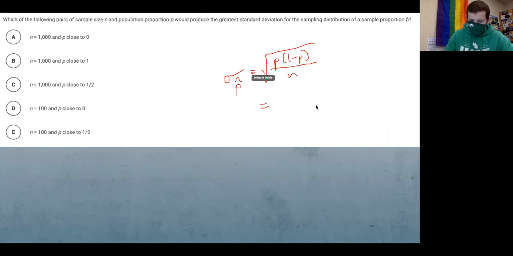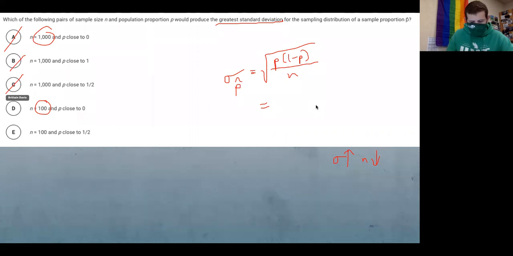So we know that for the greatest standard deviation, we want to have a low n. So the standard deviation goes up as the sample size goes down. So I want to get the smallest sample size that I can. So in this case, it's between 1,000 and 100. You can see those are the only options. I don't want the 1,000, I want the 100.